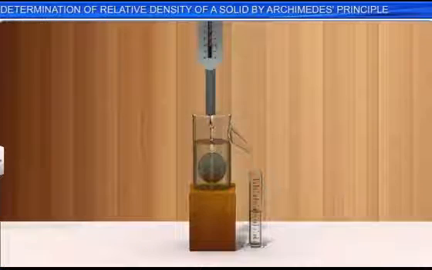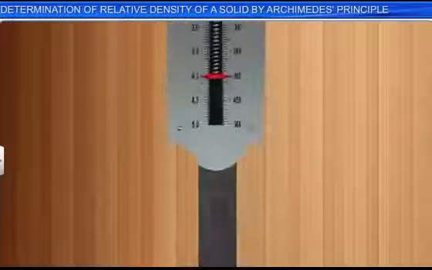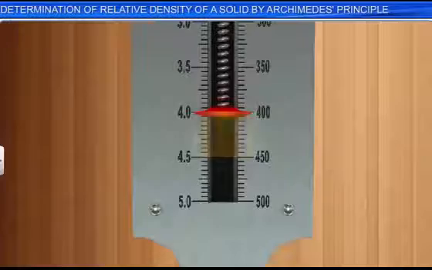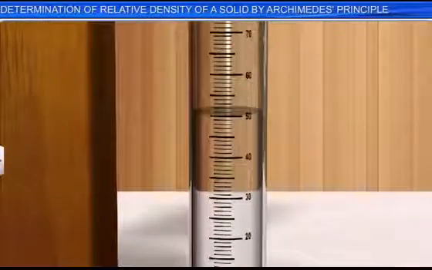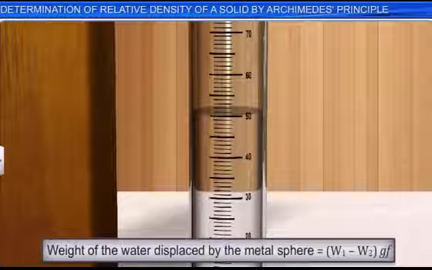According to Archimedes' principle, the loss of weight of a metal sphere in water is equal to the weight of the water displaced by it. Hence, the weight of the water displaced by the metal sphere is equal to W1 − W2 gram force.